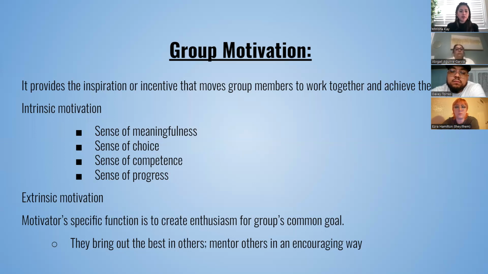Extrinsic factors come from external sources. And so an example would be all of us coming together, working diligently on our projects and assignments because we all had a desire to get a good grade in the class.